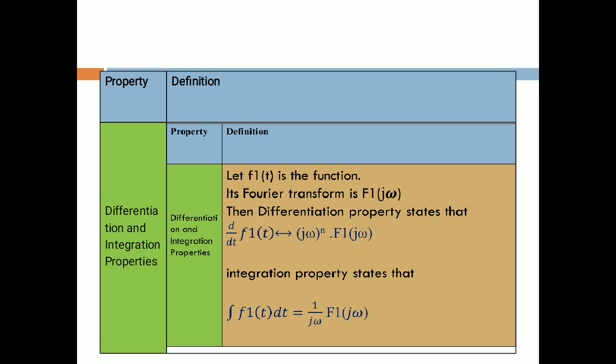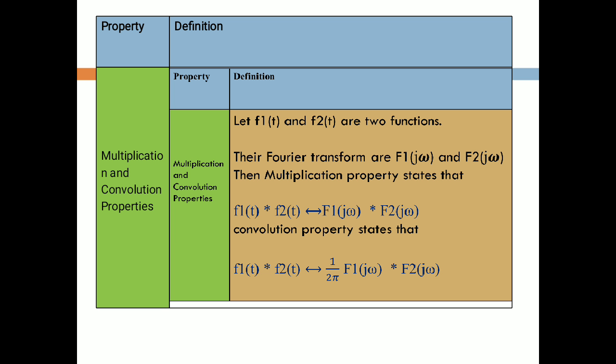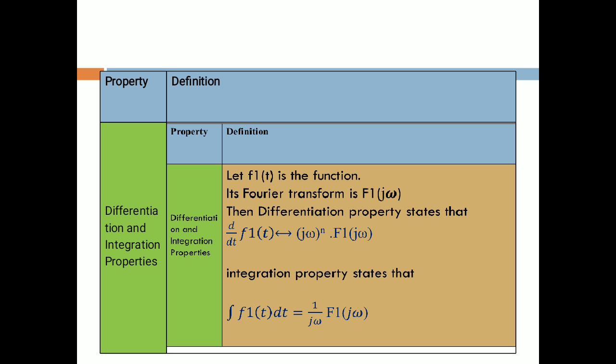Today we will see two properties, that is the differentiation and integration properties, and the next property is the multiplication and convolution property. Now differentiation and integration are two operations which are opposite to each other. So similarly here also, whatever operations we perform will be opposite to each other.